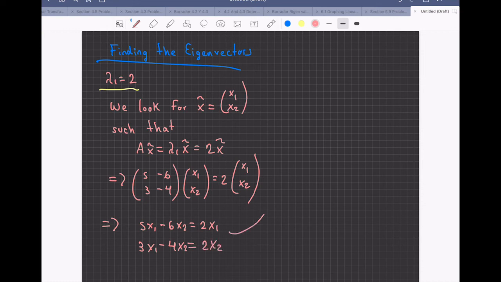And if we isolate, remember we have to subtract 2x1 here and 2x2 here in the equation 2, 2x1 in the equation 1, 2x2 in the equation 2. So we're going to have 5x1 minus 4.